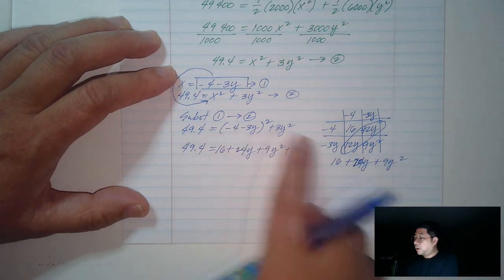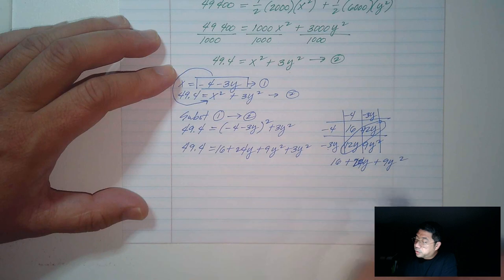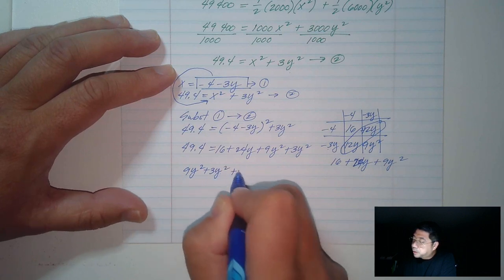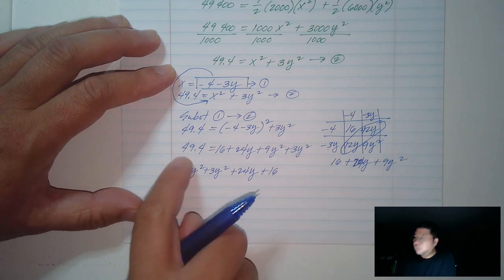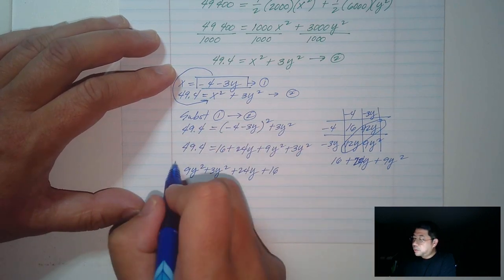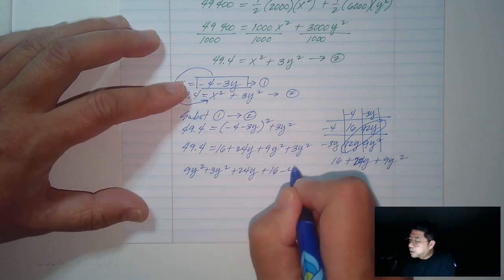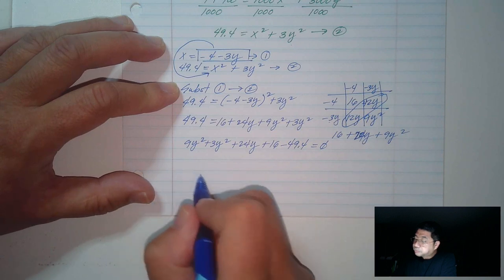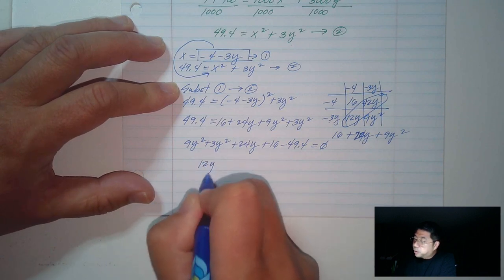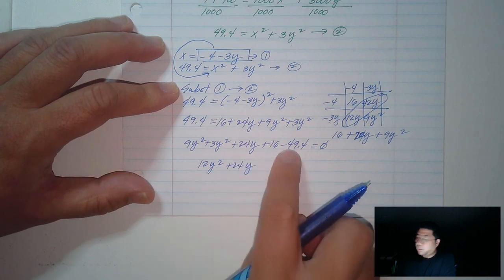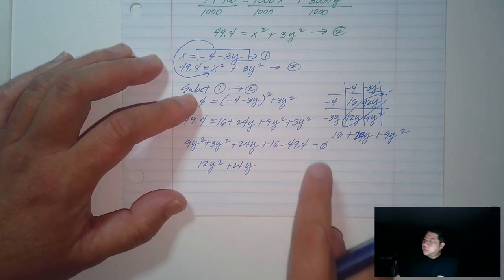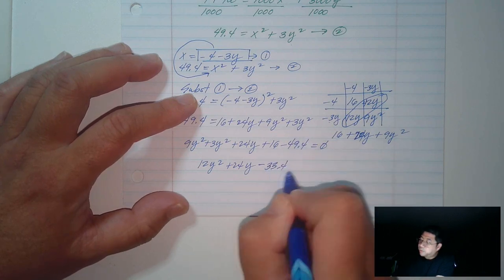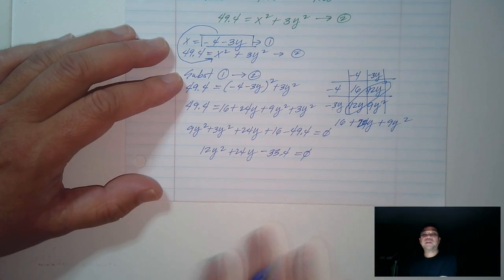By combining like terms and putting everything on one side of the equation, starting with the greatest exponent, we have 9y squared plus 3y squared plus 24y plus 16, and we move 49.4 to the other side by subtracting it on both sides, so that equals 0. Combining like terms, 9 plus 3 is 12y squared plus 24y. Positive 16 minus 49.4: since 49.4 is greater than 16, we have negative 33.4 equals 0.